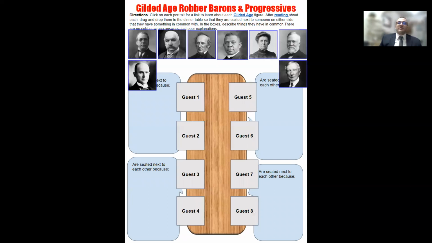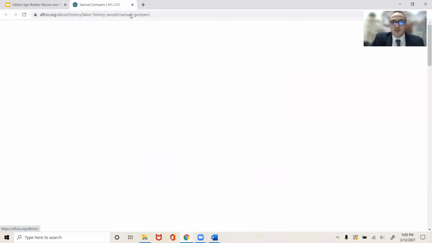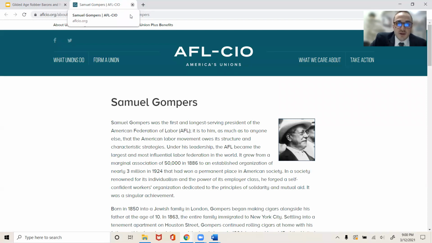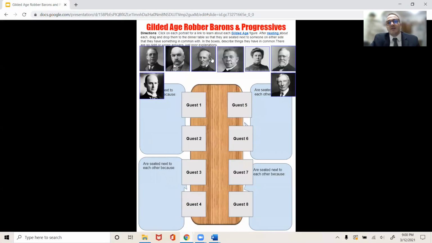Now, welcome to our dinner party. Here are our guests, okay? And just to give you a quick introduction to everybody. In a little bit, you'll be researching each of these individuals. There are links. If you follow my mouse here, if you click on their picture, it will bring you to a link with some information about them, okay? So just like that, you can look into some background info.